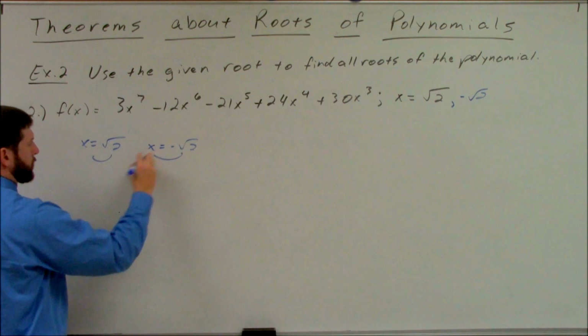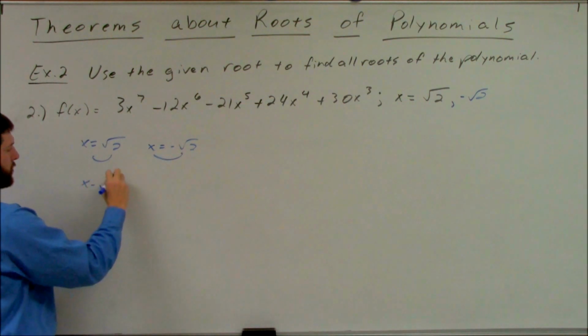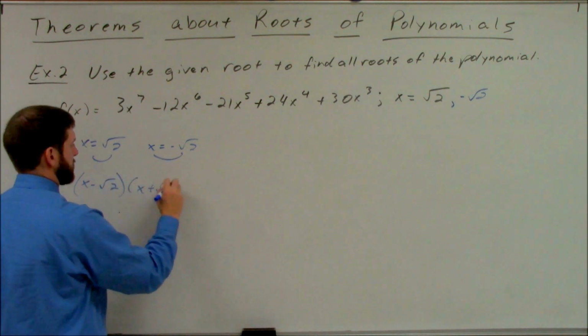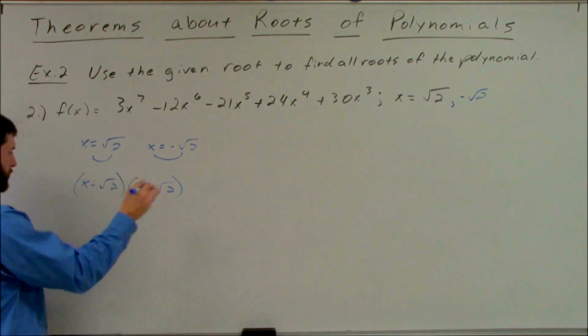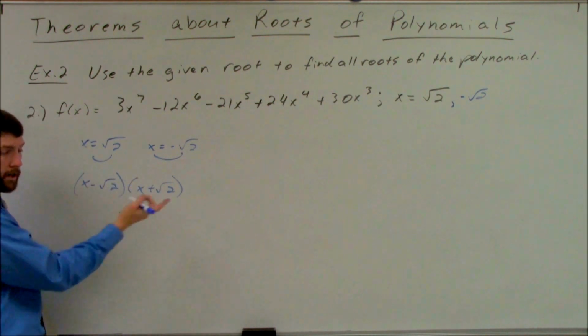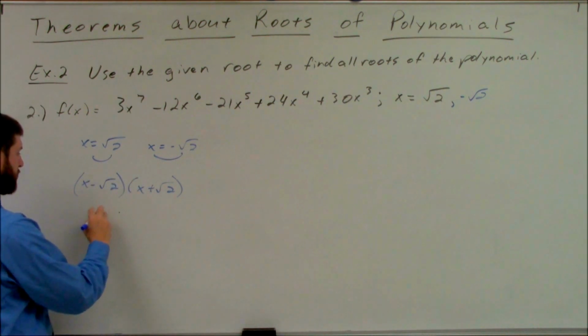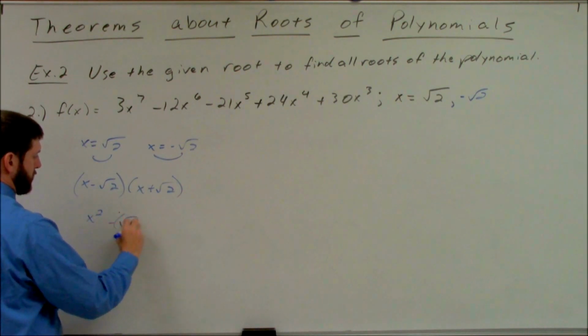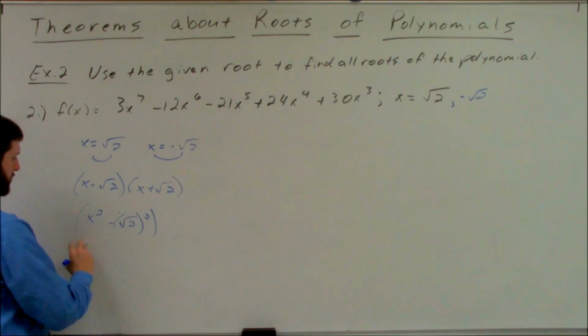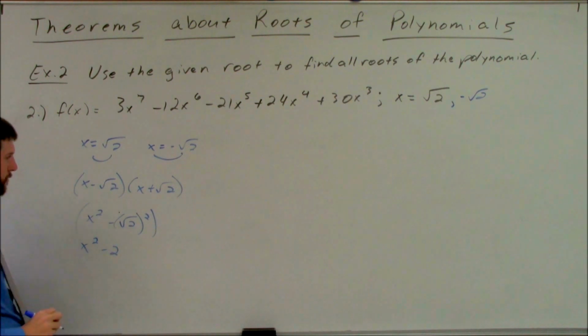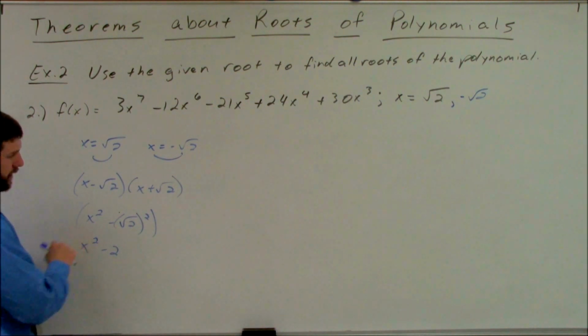So we move those square roots over. So x minus square root of 2 times x plus square root of 2. Distribute, combine like terms, or recognize it as a product of conjugates. X squared minus square root of 2 squared. So that's x squared minus 2. Okay. So that's our factor that we're going to work with.